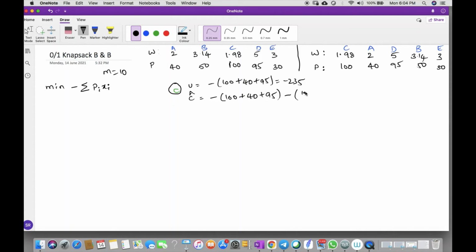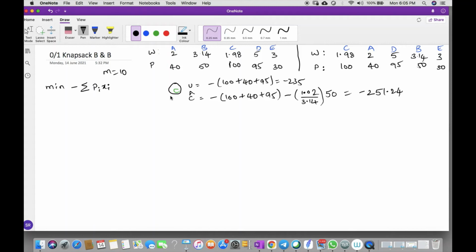So 1.02 divided by the weight, which is 3.14. We are taking the fractional part of it, times 50. So we want a fractional part of the price that is obtained based on the ratio of their weights. So this sums up to minus 251.25. So these are the U, lower bound and upper bound, computed for this particular node.